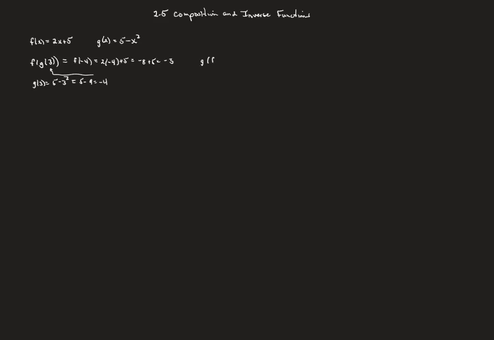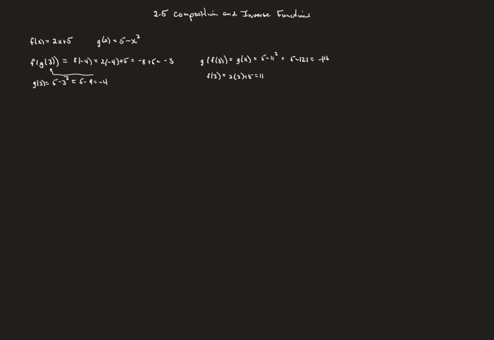Now in general, if you change the order, you get a different answer. So if we look at g of f of 3, then first we're going to plug 3 into f, and that's going to be 2 times 3 plus 5. So that's going to get us to 11. So that means we're going to take g of 11. So that means we have to go 5 minus 11 squared. How well do you know your squares? So that's 5 minus 121, which is going to be negative 116. So g of f of 3 is negative 116.